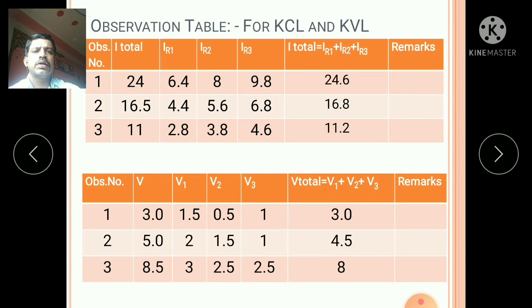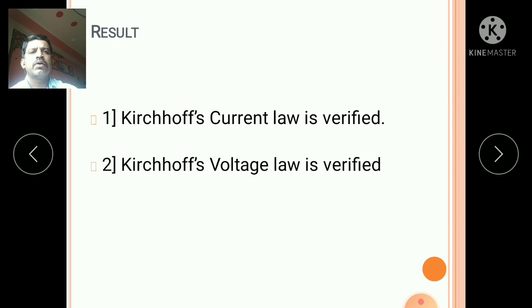And similarly, in case of KVL also, the total voltage V total here is 3, and V1, V2, V3 are 1.5, 0.5 and 1 respectively, and their sum is equal to 3. So here also we say that the total voltage V is approximately equal to V1 plus V2 plus V3, and from that we say that Kirchhoff's current law is verified and Kirchhoff's voltage law is verified.